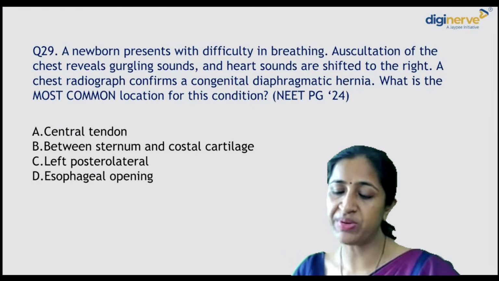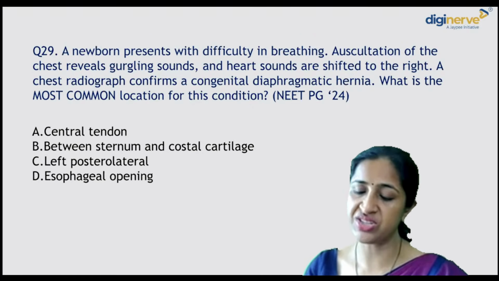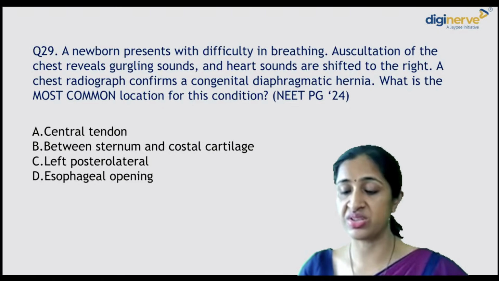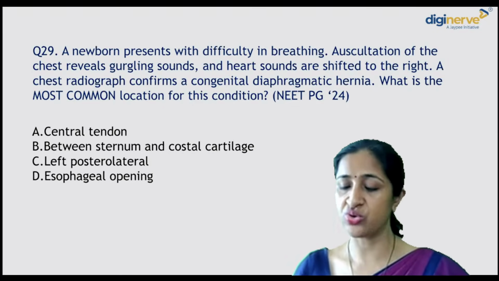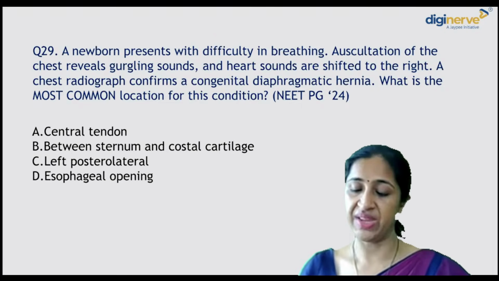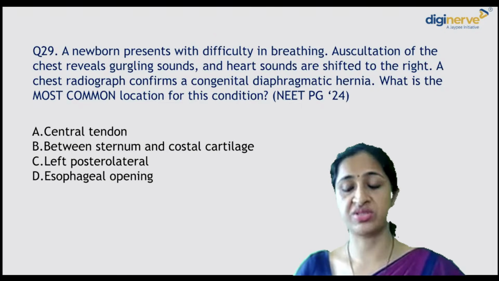Now, a newborn presents with difficulty in breathing. Auscultation reveals gurgling sounds in the chest and the heart is shifted to the right. An X-ray shows congenital diaphragmatic hernia. What is the most common location for this condition?